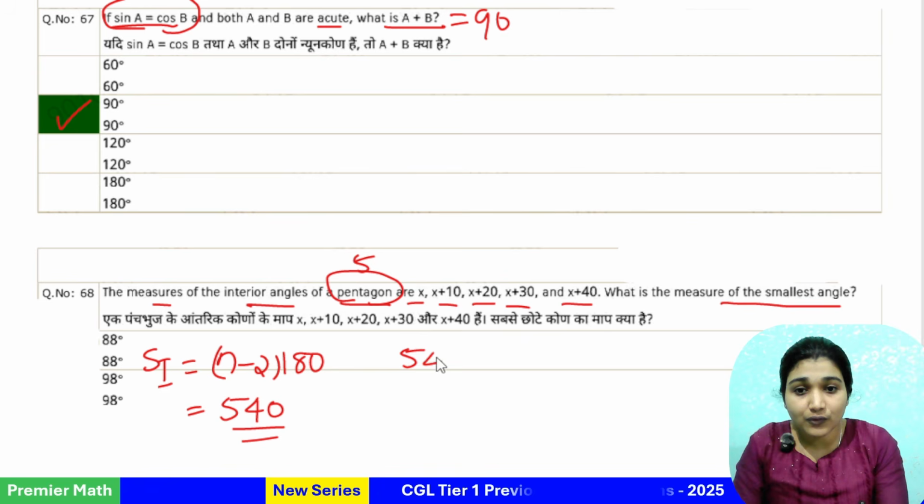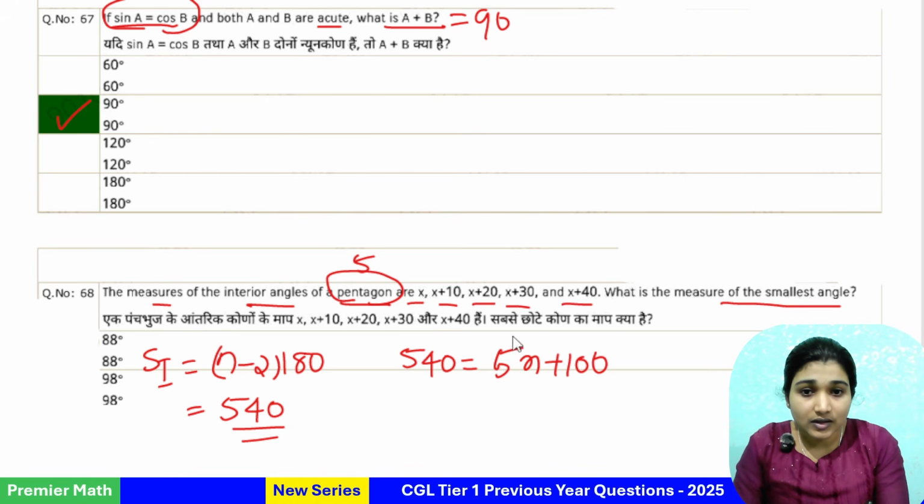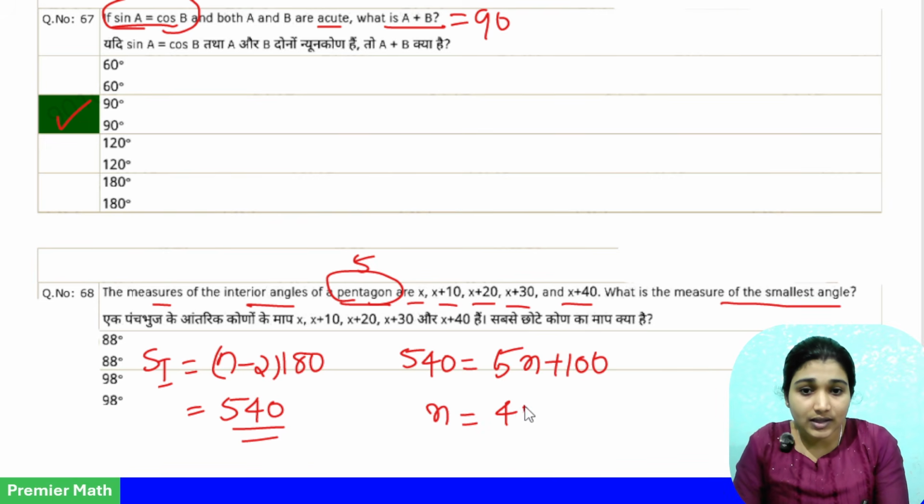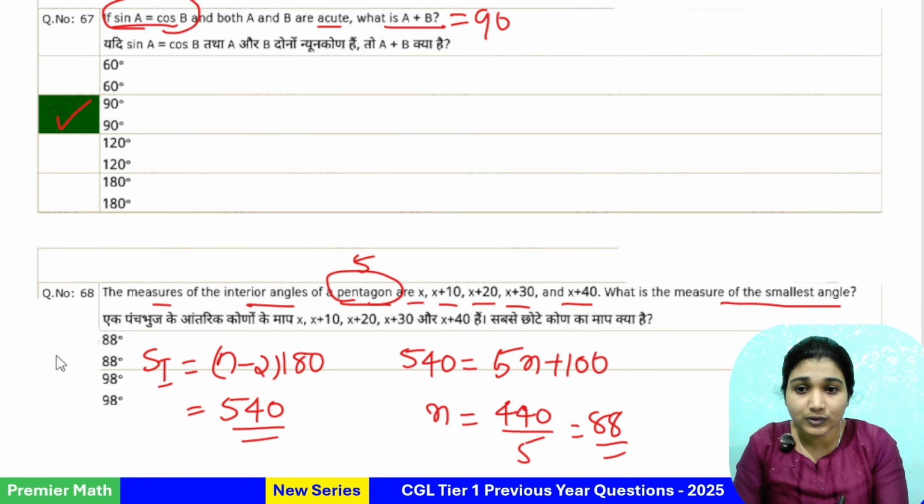And 540 is given as 5x plus 100. Here 10 plus 20 plus 30 plus 40 is equal to 100, and here total 5x. So x is equal to 440 divided by 5, which is 88. Option 1 is your answer.